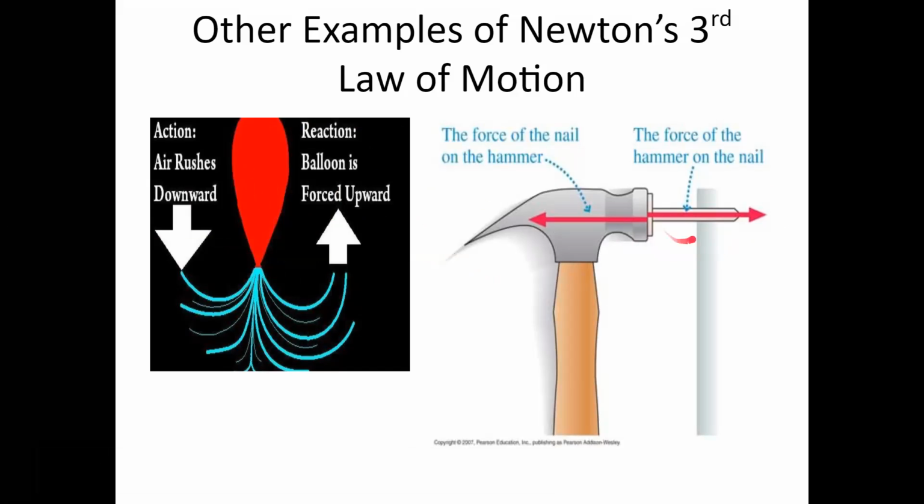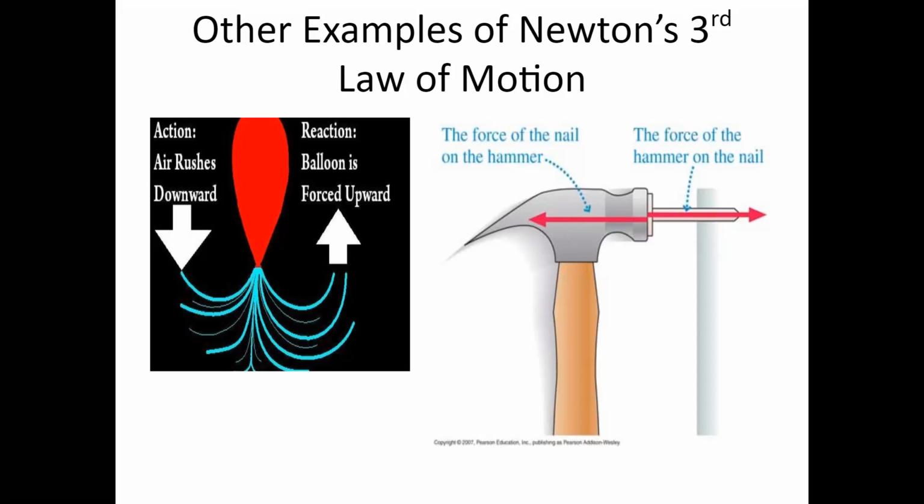The balloon forcing the air out and down makes the air force the balloon to move up. Same thing when you're hammering something into a piece of wood or into the wall of your house, if you're going to hang some pictures. Normally, if it's a good piece of wood and a good nail, you can't just set it up and do one swing and push the nail all the way into the wall in one try, right? You usually have to go bam, bam, bam, bam, bam.